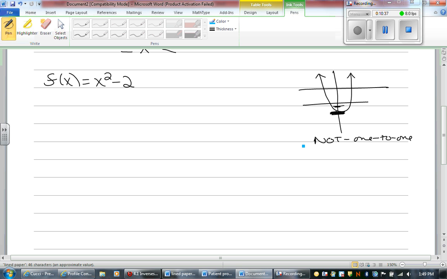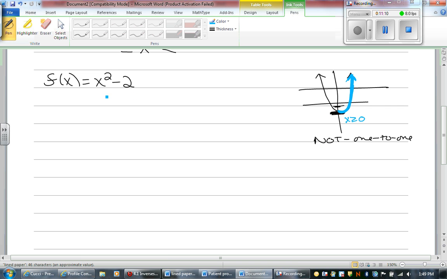Here's what I'm going to do. If I just take this piece here, this piece would be 1-to-1, meaning its inverse would also be a function. So I could restrict the domain to be greater than or equal to 0. That would work for me, because then if I took the inverse, it would wind up being a function.